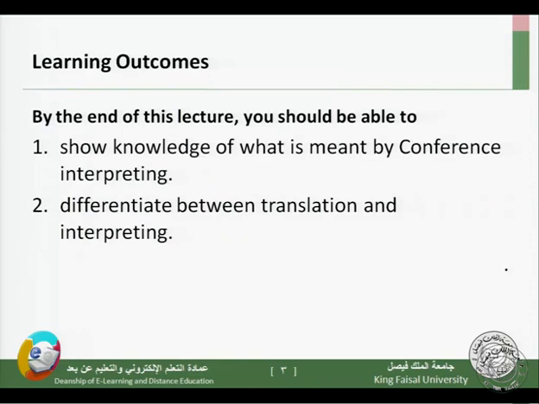So hopefully by the end of this lecture you should be able to show knowledge of what is meant by conference interpreting, and you would be able to tell us the difference between translation and interpreting. If you could do that by the end of this lecture, it means you have understood and you have learned something out of this lecture. If you can't do that, then you have to go through it again and again and again until you achieve the learning objectives or the learning outcomes.